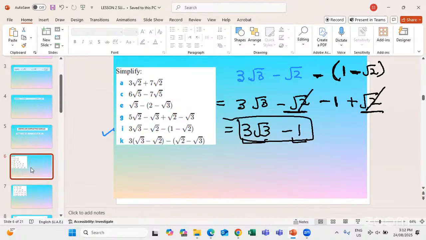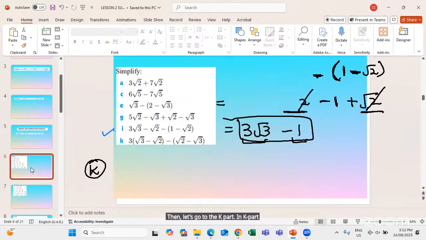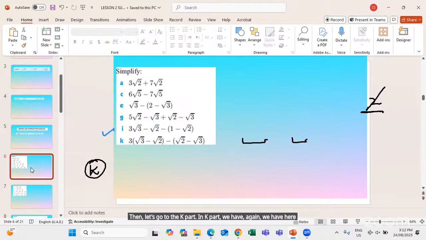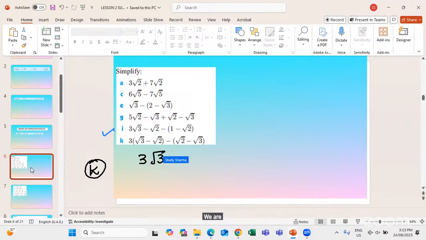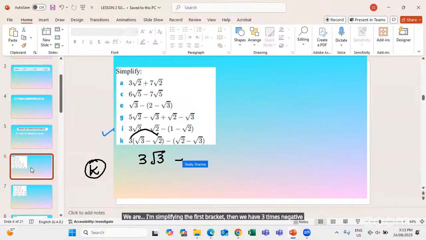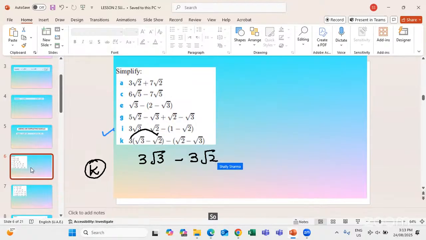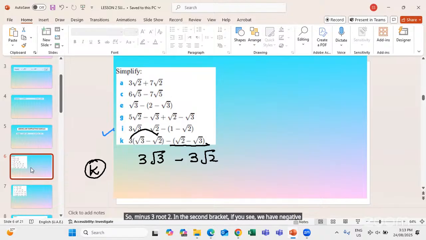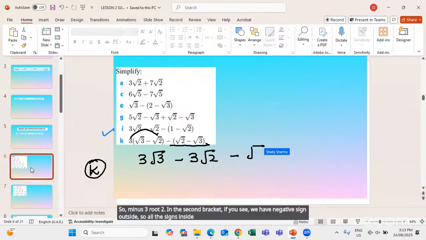Then let's go to the K part. In K part, we have here two brackets. So we will be simplifying both the brackets. So we have 3 times root 3. I'm simplifying the first bracket. Then we have 3 times 3 times root 2, so minus 3 root 2. In the second bracket, we have a negative sign outside, so all the signs inside will be changed. So negative root 2 plus positive root 3.